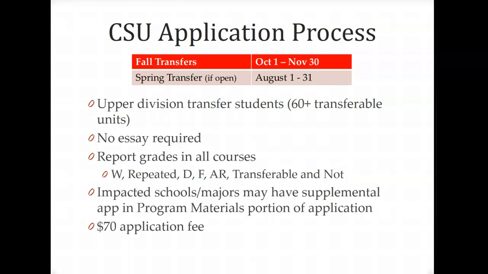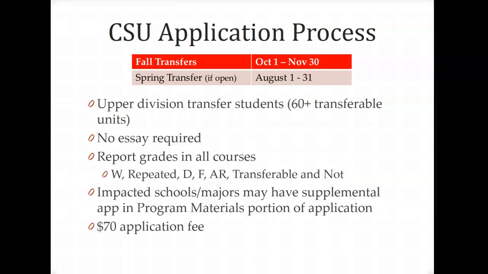All right, so if you are applying to a CSU, the application opens for fall transfers on October 1st and is due by November 30th. And if you're applying for a spring term, remember you need to research to see what campuses are open and what the requirements are in order to be a spring transfer student. And that application period is August 1st through the 31st.